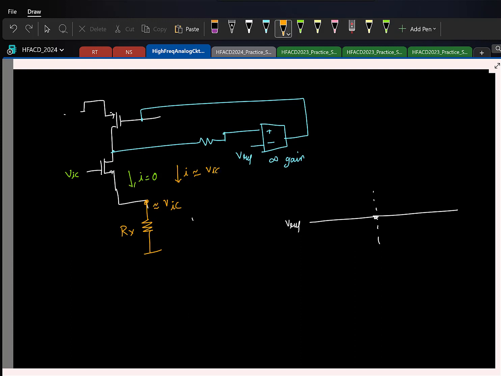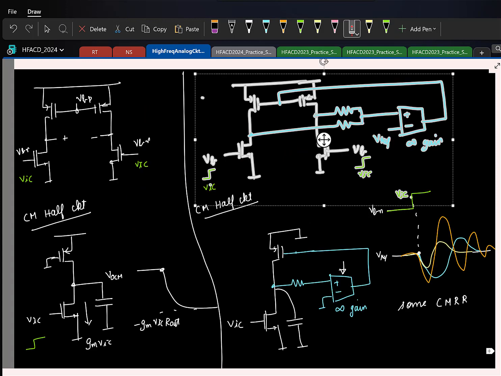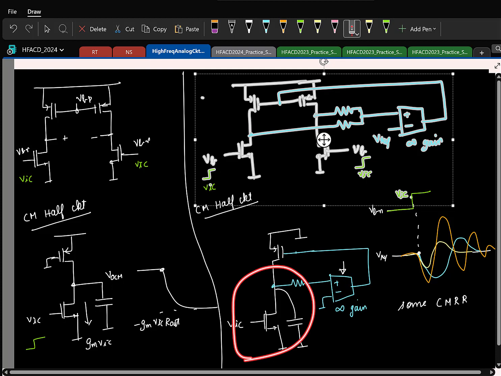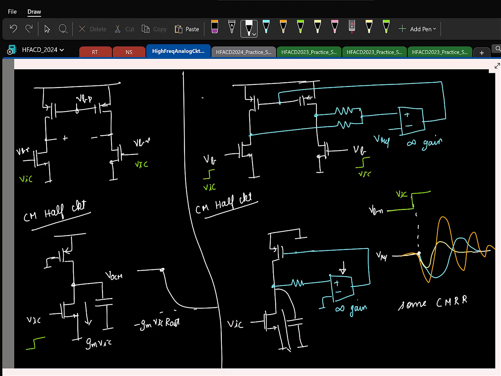I mean, you can exactly work out what this is, but this is a good approximation as long as Rx is large enough, greater than 1 by Gm. Okay, and now we can see, right? If Rx is infinity, the current is 0. That's what we expected. If it is not the case, this current is still small, right? Now, if you compare with the earlier case, in this case, if I apply VIC, what can you say about the small signal current here?